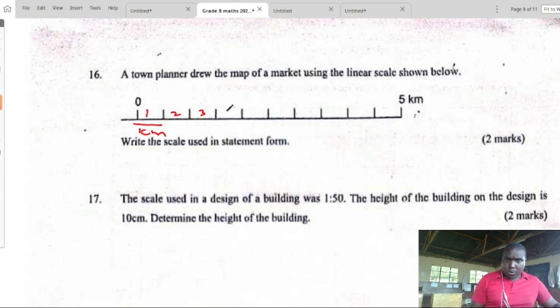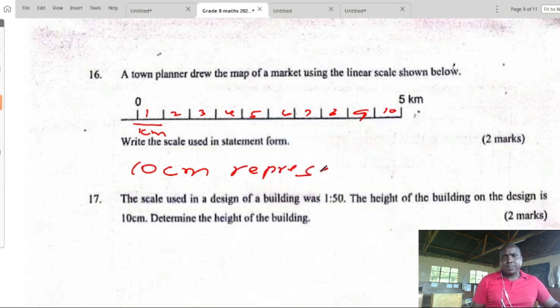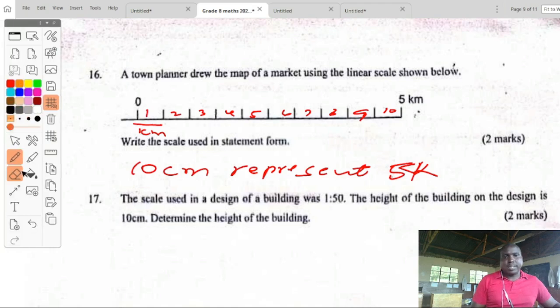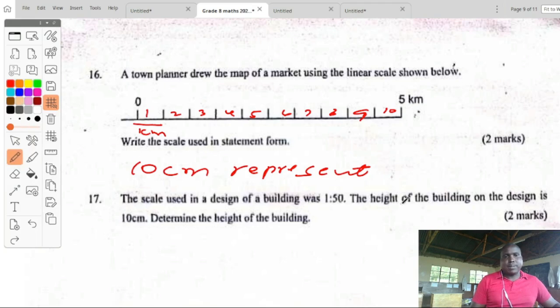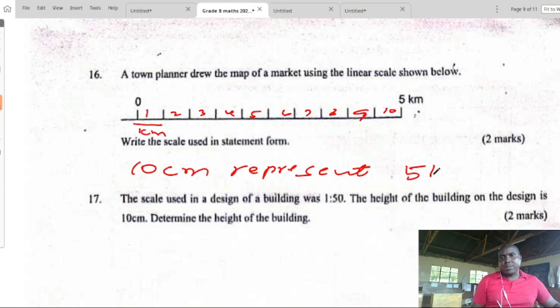1, 2, 3, 4, 5, 6, 7, 8, 9, 10. So there are 10. This means that 10 centimeters on a piece of paper represent 5 kilometers on the ground. In statement form, that's what it means. 10 centimeters represent 5 kilometers, and you are done.